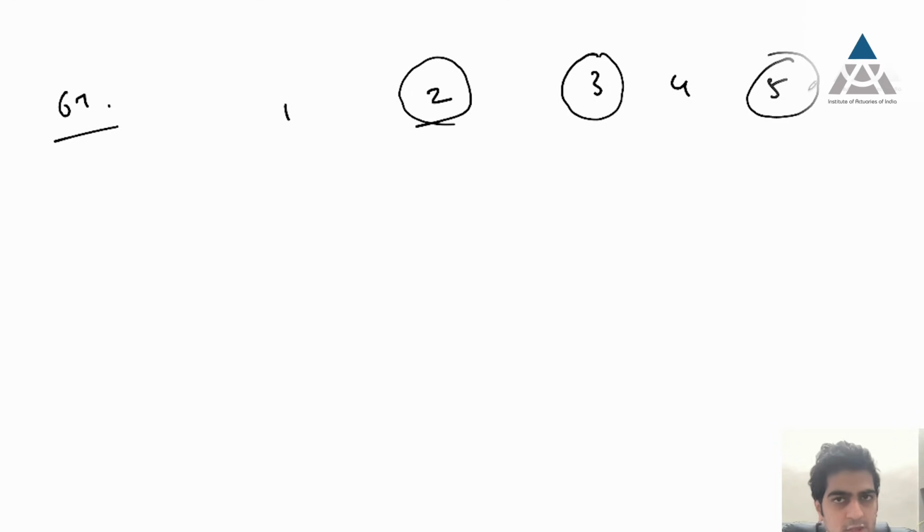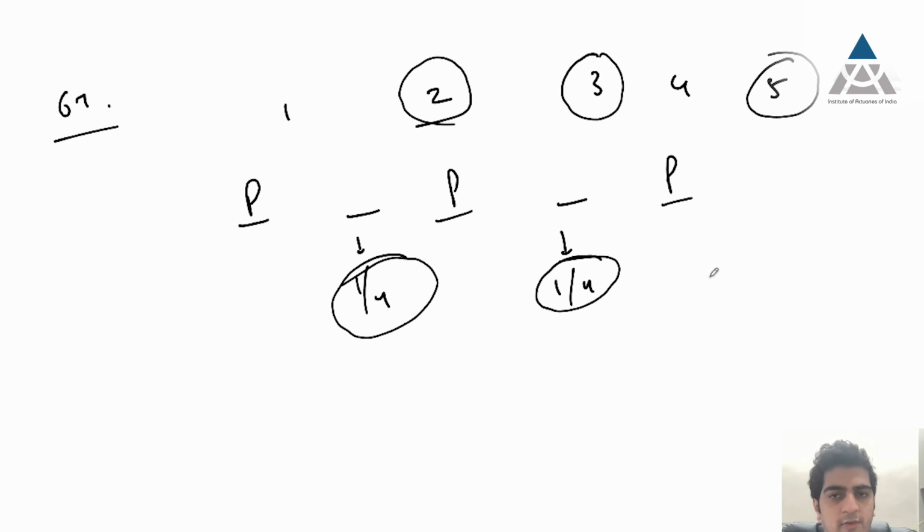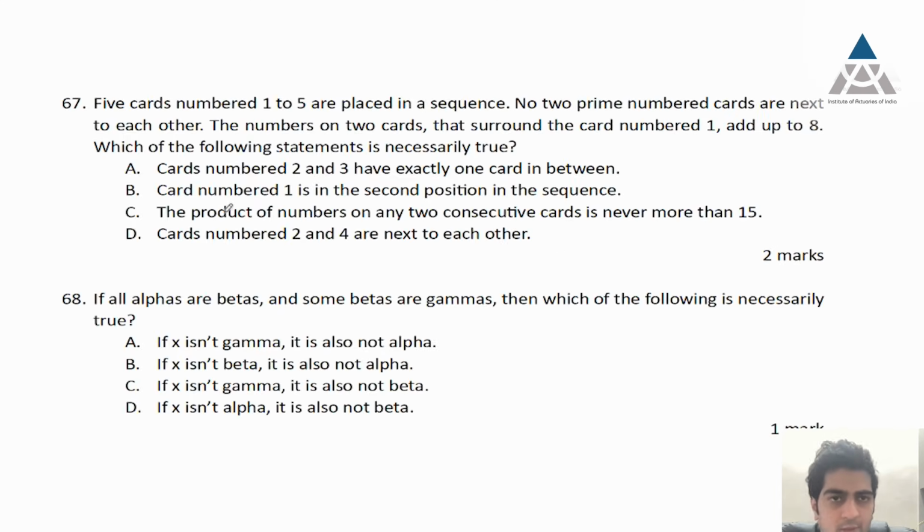So these are not next to each other, which means I hope you understand that the sequence has to be prime, composite, prime, composite, prime. Now this composite could either be 1 or 4. So these could be 1 or 4, 1 or 4. Okay. What else are we told?